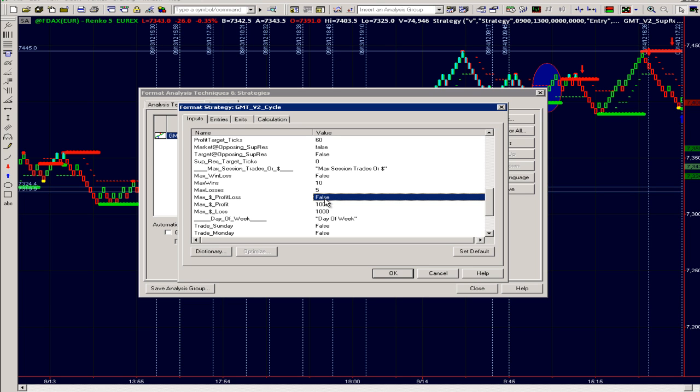So basically we'll want to make sure that if we're going to set this, we set it to true, and you want to dictate exactly what your P&L is going to be for the day, and you can do that here.